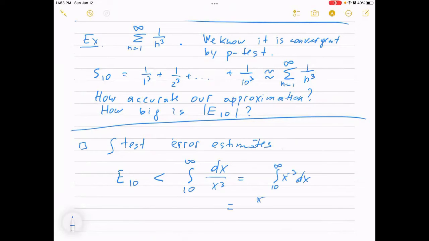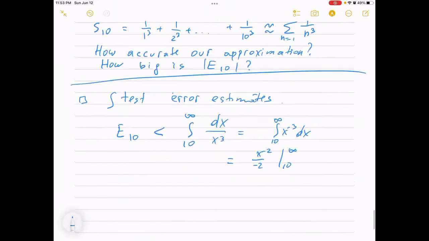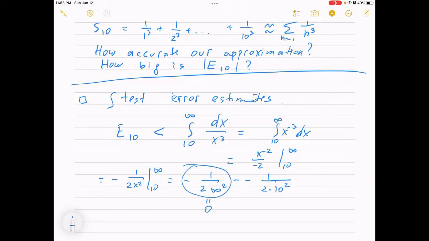So we're going to get x to the negative 2 divided by negative 2 from 10 to infinity. So we're going to get negative 1 over 2x squared from 10 to infinity. Substituting infinity, we're going to get 1 over 2 infinity squared minus 1 over 2 times 10 squared. So when we divide by infinity, we're going to get 0. Minus gives us plus. So we're going to get E10 is going to be less than 1 over 2 times 10 squared.